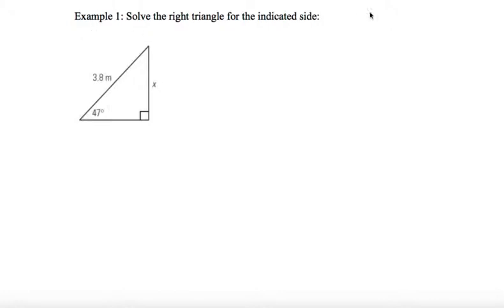Before I get to this, we have to talk about what this SOHCAHTOA is. Well, this is how we remember how each trig ratio relates to the sides of the triangle. So the three trig ratios we're going to talk about are sine, cosine, and tangent. Those are the three that we are going to use this year.